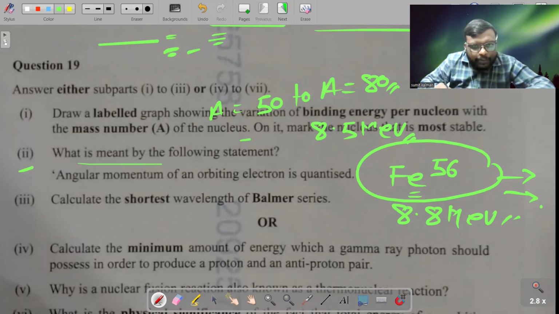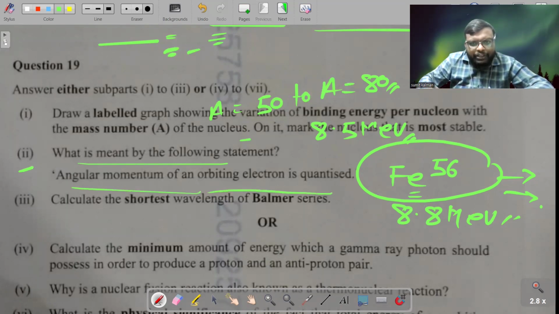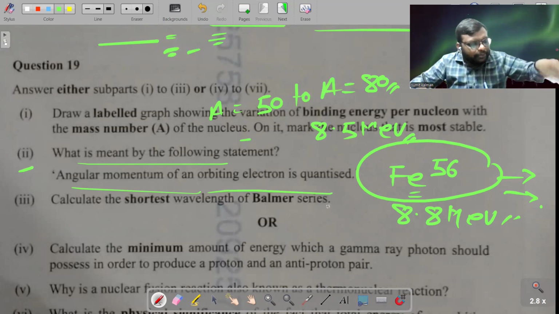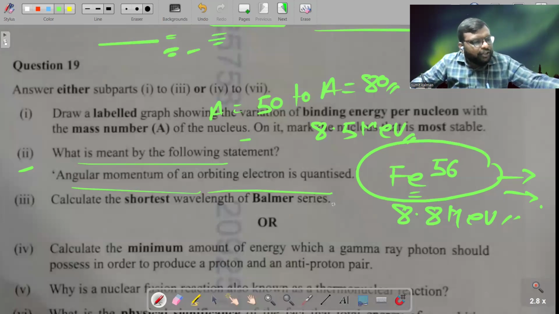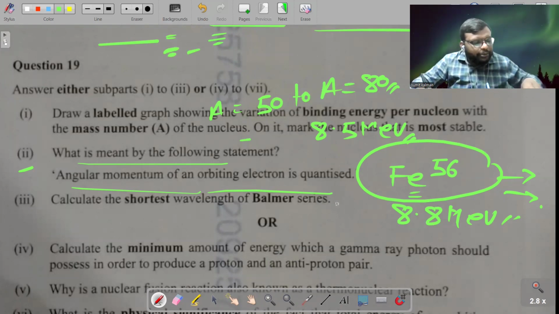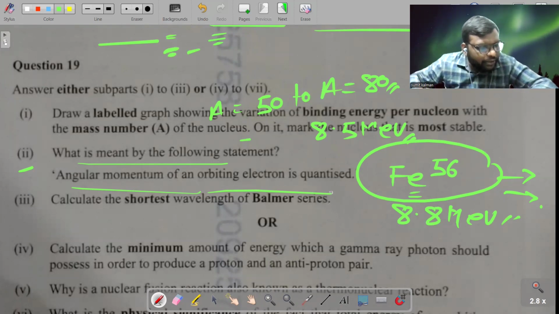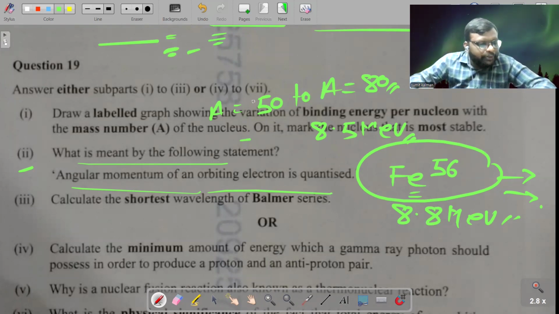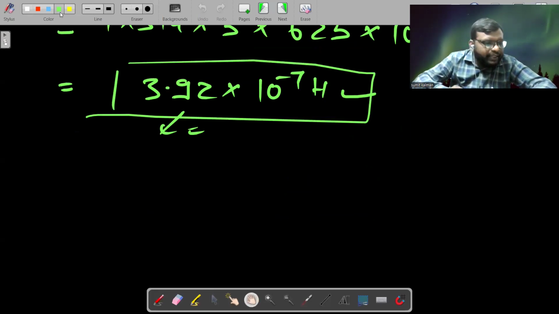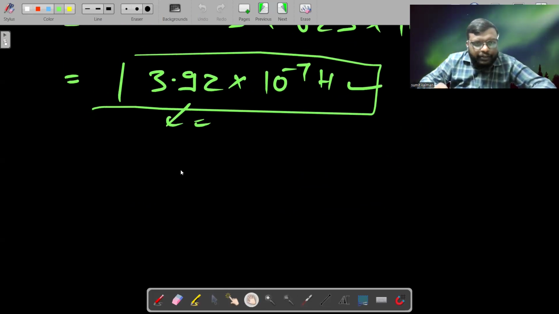what is meant by the following statement: angular momentum of an orbiting electron is quantized. So students, this is also very simple. This is from hydrogen atom. And it is straightforward given in the book also. In permissible stationary orbits, angular momentum of an electron is an integral multiple of h upon 2 pi.